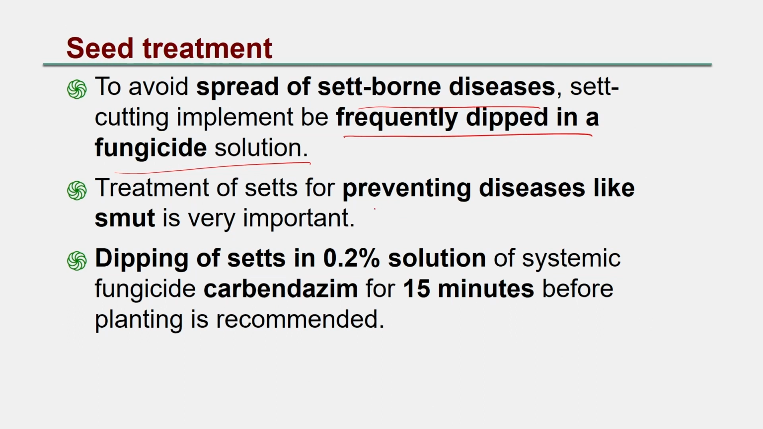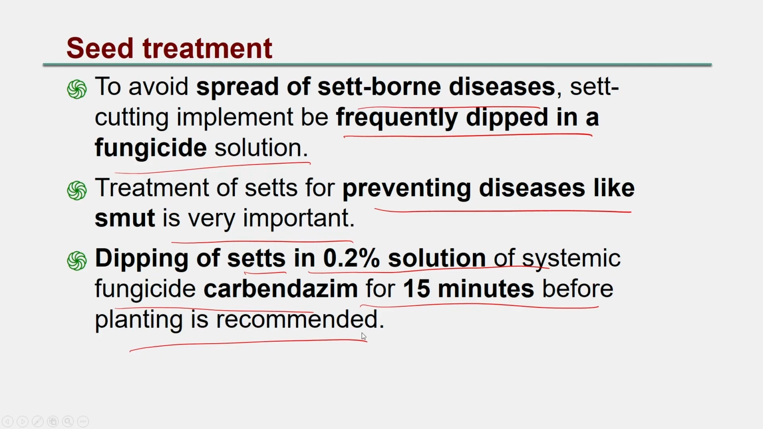Treatment of sets for preventing diseases like smut is very, very important. Dipping of sets in 0.2% solution of the systemic fungicide carbendazim for 15 minutes before planting is recommended. So, one can prepare a 0.2% solution of Bavistin or carbendazim, same name, and for this you can take 2 gram Bavistin per liter water and make the desirable solution, and in this solution keep the 3 budded sets or 2 budded sets for at least 15 minutes for seed treatment.